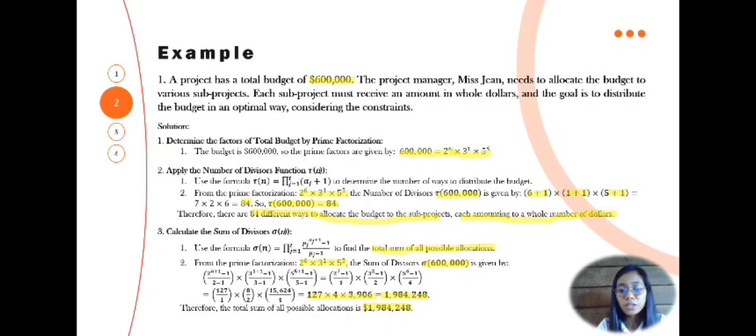So in this scenario, the number of divisors function helped us to determine the number of ways that the budget can be allocated to the sub-projects, while the sum of divisors function helped us to calculate the total sum of all possible allocations. These functions really provided us insights into the optimization of resources for planning a project.